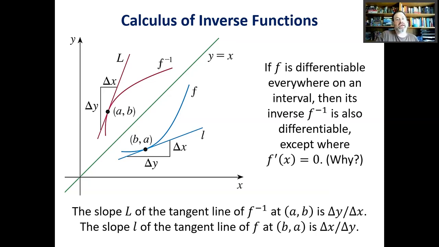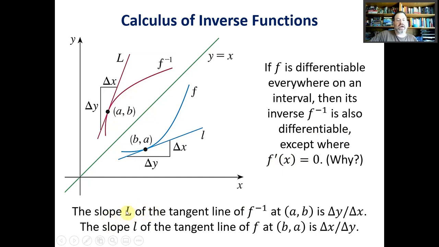But we can find derivatives at points. So what's going on here is that if f is differentiable everywhere, then the inverse is also differentiable, right? Because it's continuous. And the only place that the inverse might not be differentiable is where the derivative of the original function is 0. So think about why that might be true.